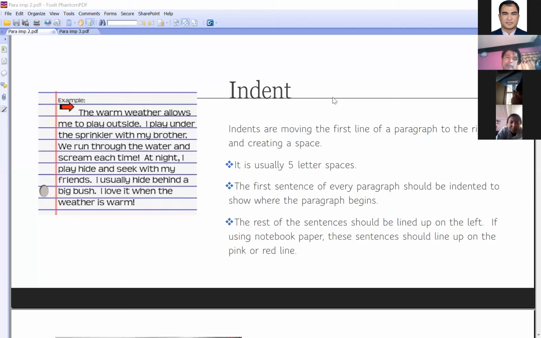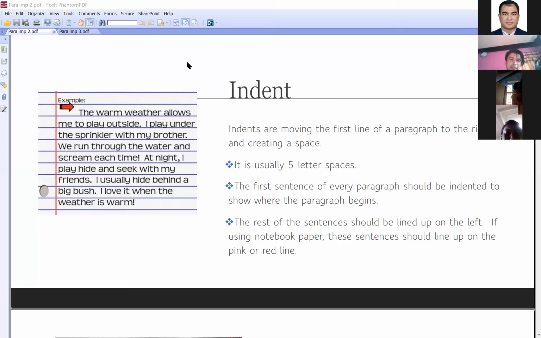Now, how can playing outside be a lot of fun? I play with my brother, so it's a lot of fun. We run through the water and scream each time, then it's fun. I play hide and seek with my friends, then again it's fun. I usually hide behind a big bush, that's again fun. I love it when the weather is warm. So what do I do when the weather is warm is what the paragraph is about. And see, the one idea dominates the paragraph.